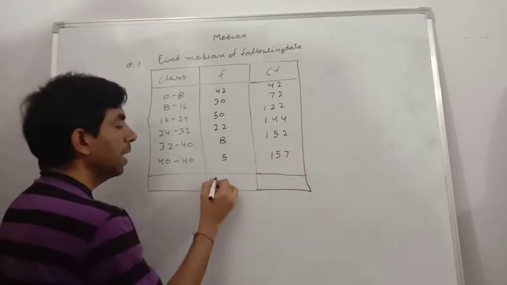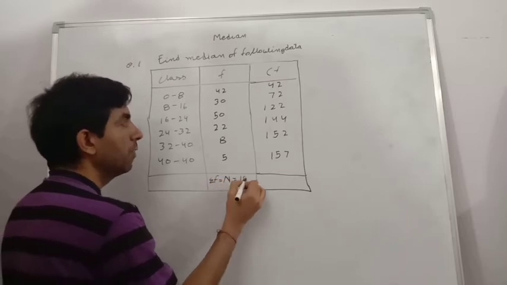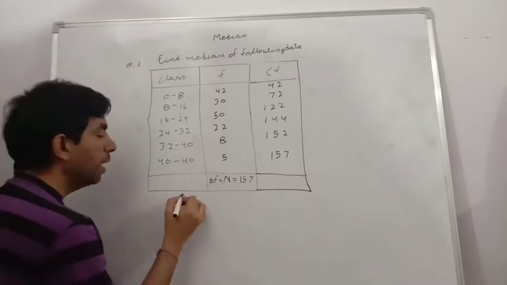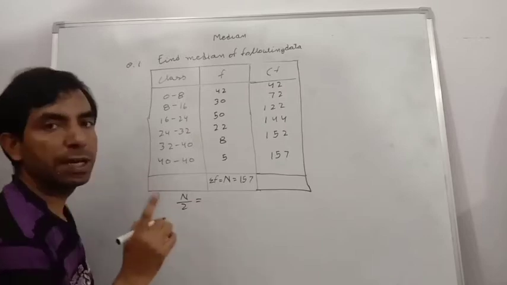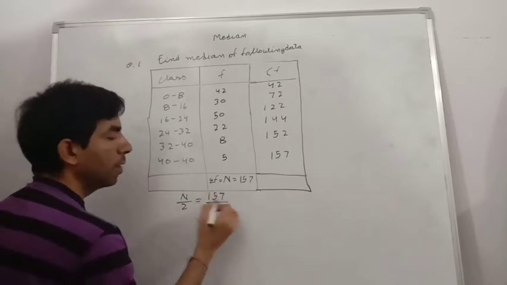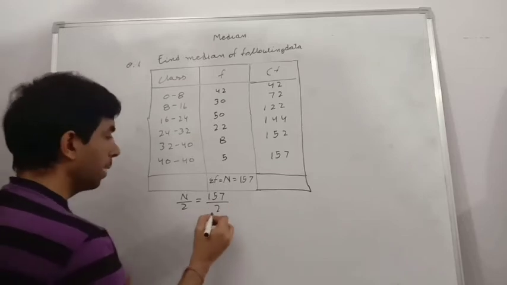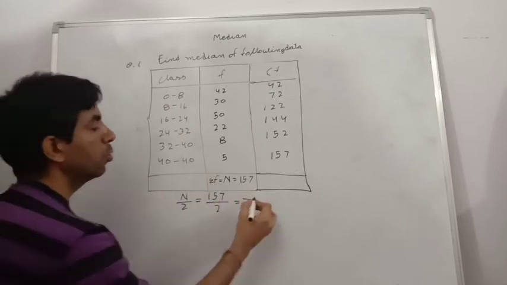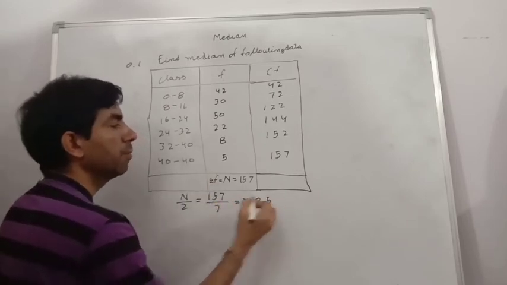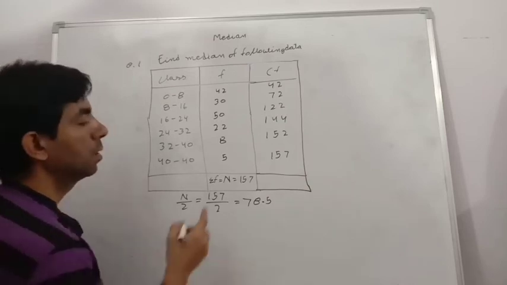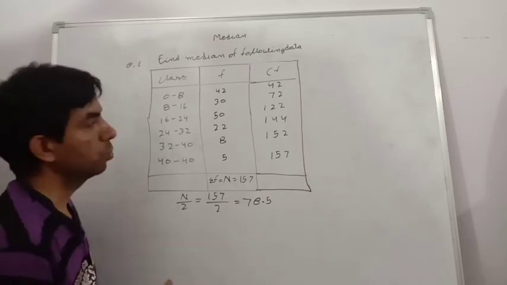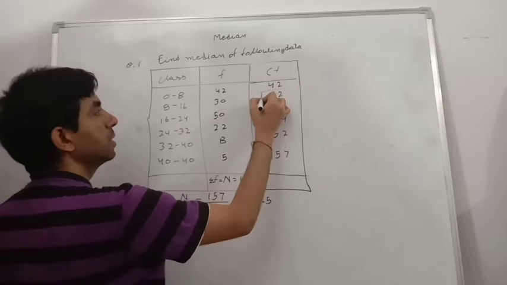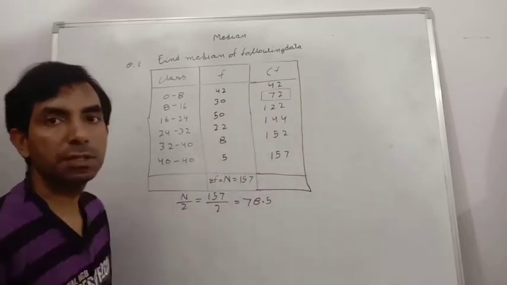Now summation f, that is n, is 157. By this method we can easily find n. Next, for median we always find the n upon 2 value. That means 157 upon 2 equals 78.5. Here 78.5 is n upon 2, and the value less than n upon 2 is called CF. Here CF is 72.